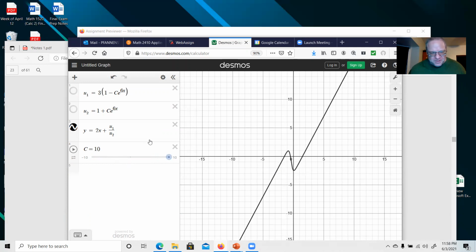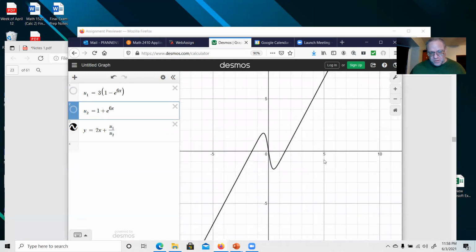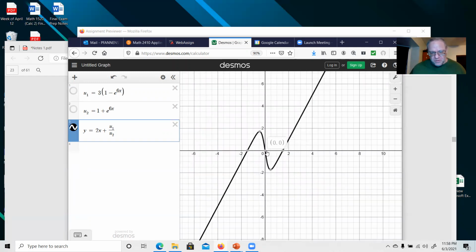Okay, so yeah, that's what this looks like. Kind of an interesting looking function here, but there we go. Okay, scroll in a little bit. See, it goes to my point. It's great.